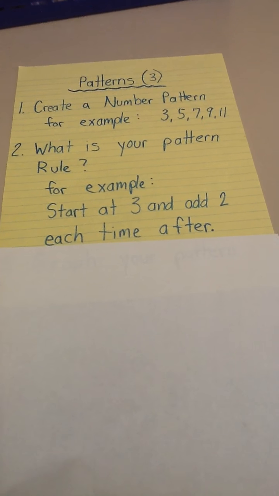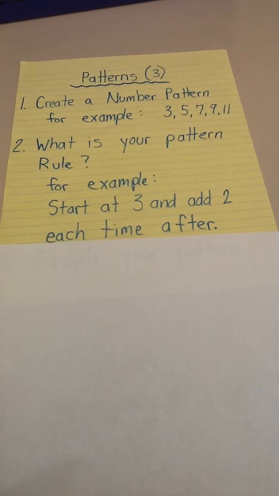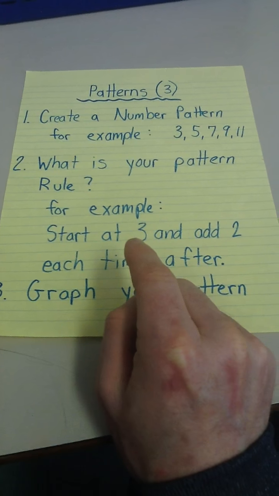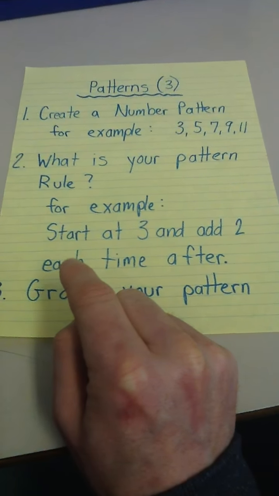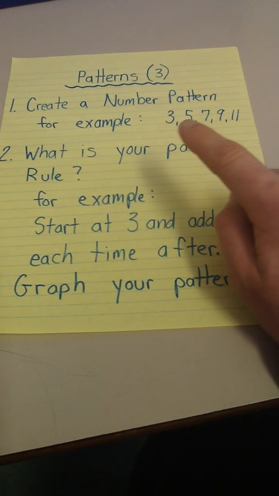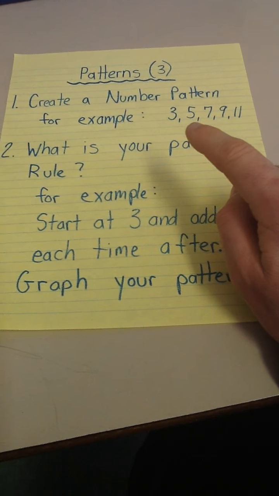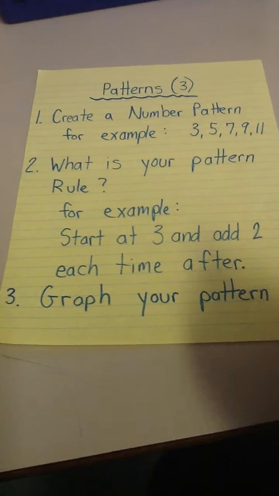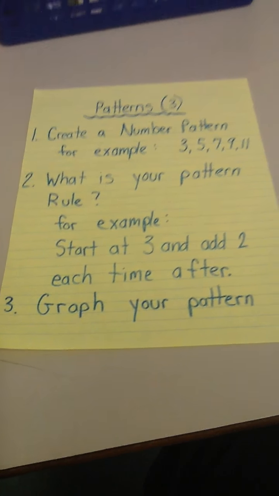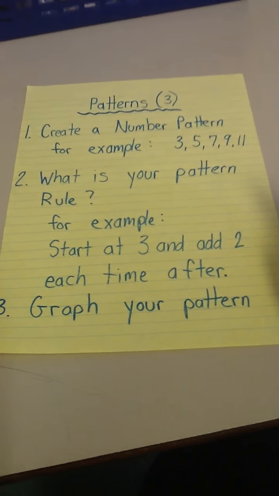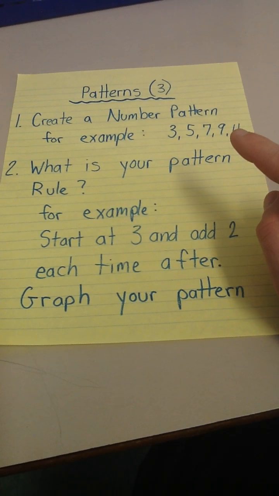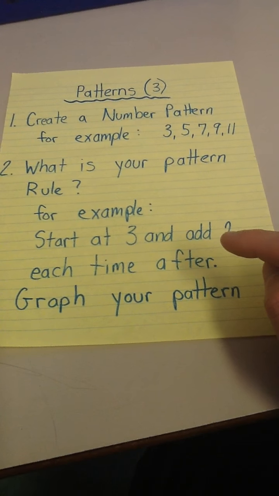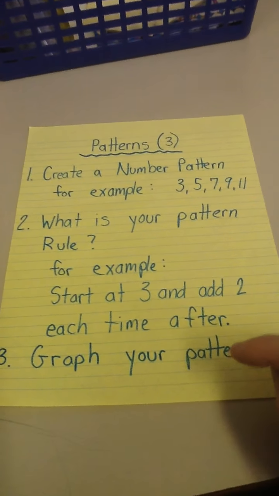The rule is start at 3. Start at 3 and add 2 each time after. So I started at 3 and I added 2 each time after. As you can see, step 3, I'd like you to graph your pattern. So step 1, we made a number pattern and wrote it down. Step 2, we wrote down our pattern rule. Step 3 is graphing your pattern.